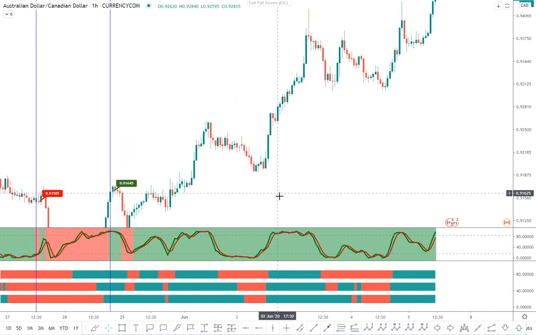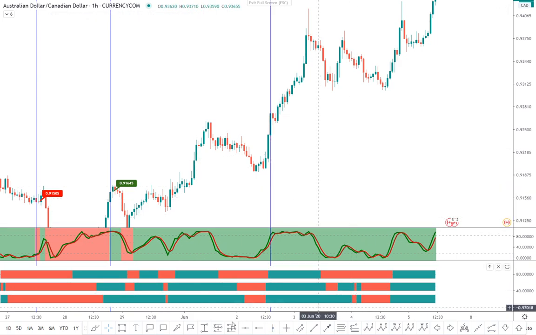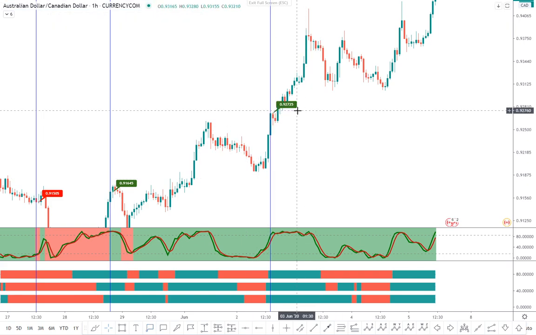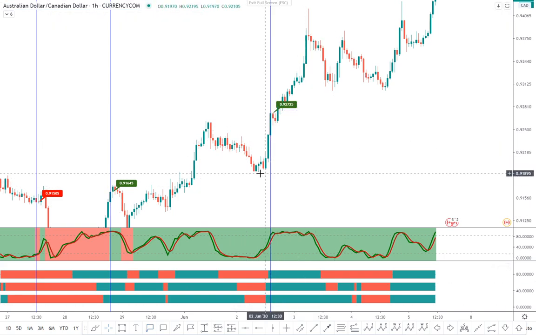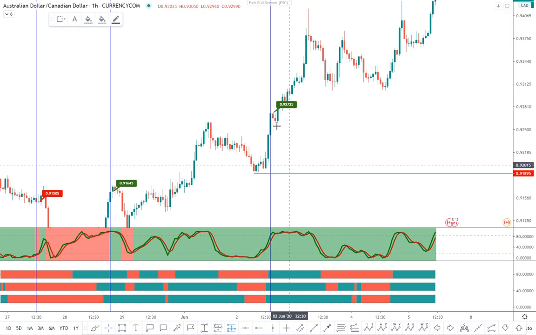And next we have a long signal over here, here and here, so we go long at the open of the next candle. Stop loss at the previous structure, previous 8 candles, so this was our stop loss. We take a long over here.